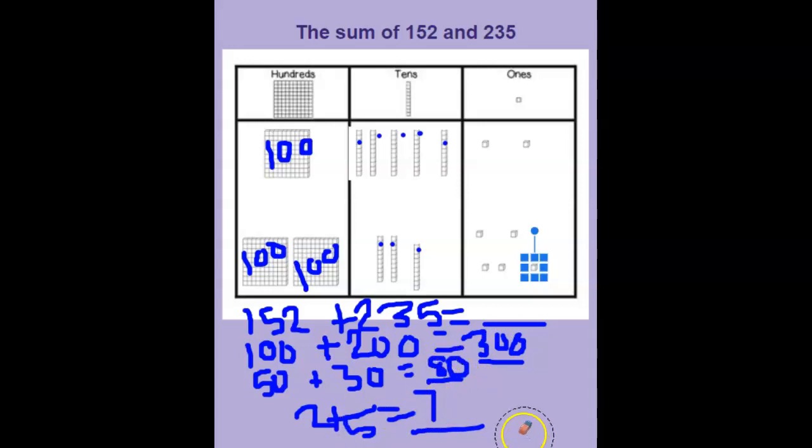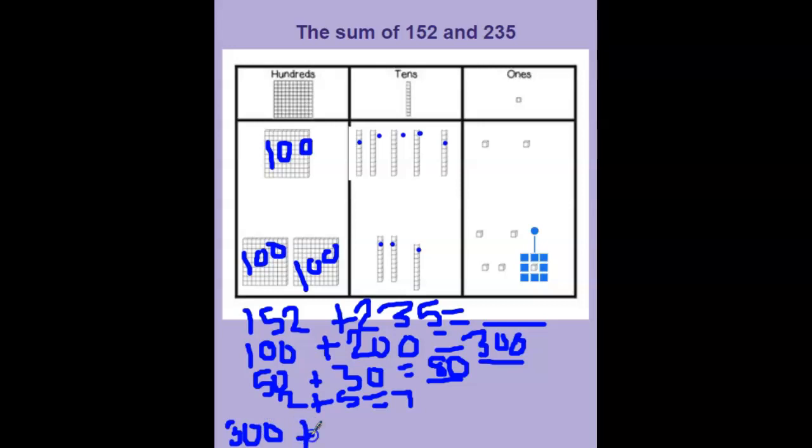I'm going to make a little room over here. Good mathematicians are precise, and I was not being precise when I was writing those numbers. So I have 300 plus 80 plus 7. So my sum of 152 and 235 is 387. Excuse my handwriting, boys and girls.